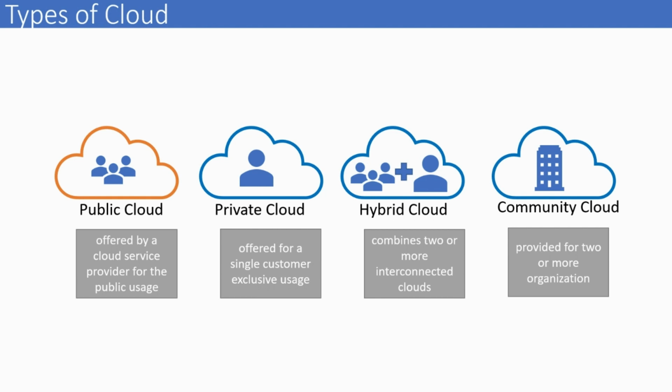Third one is hybrid cloud, which combines two or more interconnected clouds of different deployment models. For example, one public cloud and another private cloud connected together to run a business. Fourth one is community cloud. It is provided for two or more organizations who have similar business.